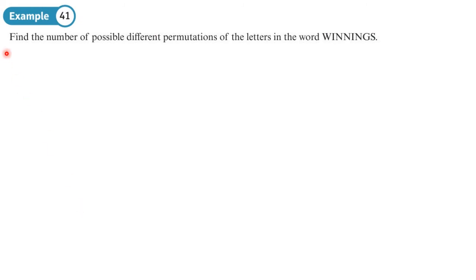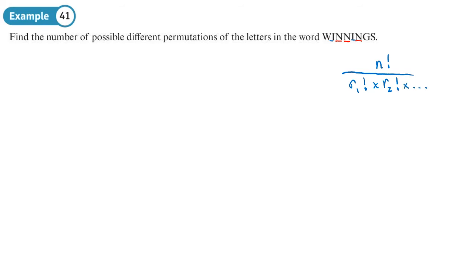Okay, so on this one it says find the number of possible permutations of the letters in the word winnings. Now here we have repetition. We've got 3 N's and we've got 2 I's. When we want to find the number of permutations and we have repetition, this is the formula that we use: N factorial divided by the number of times each one of these repetitions occurs.